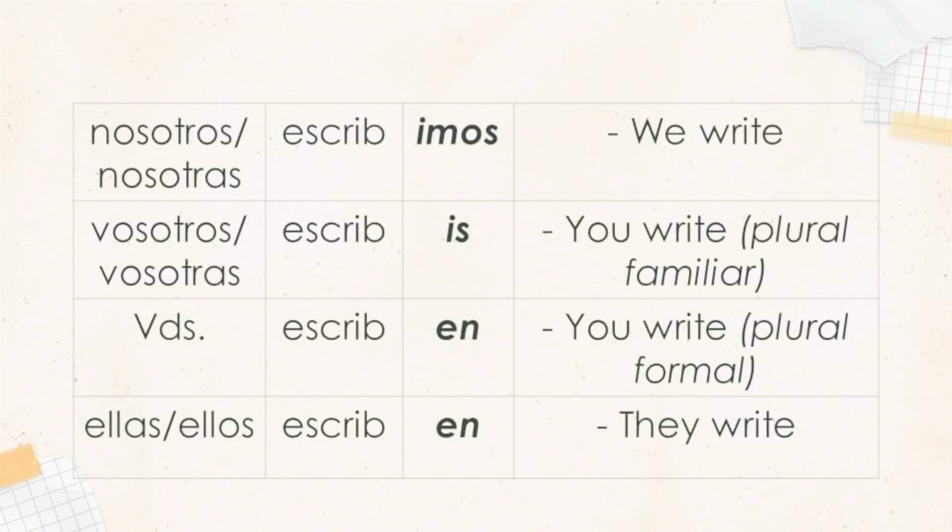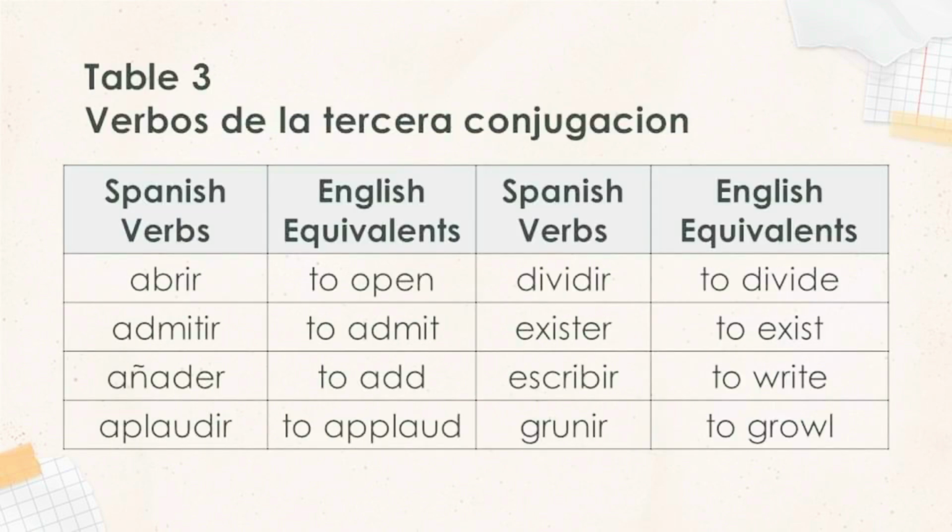We write. Vosotros, vosotras escribís. You write, plural, familiar, or informal. Ustedes escriben. You write, plural, formal. And ellas, ellos escriben. They write. Here are some Spanish verbs ending in ir and their English equivalents.